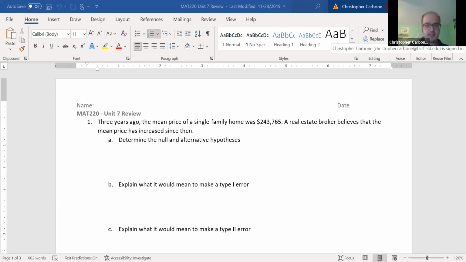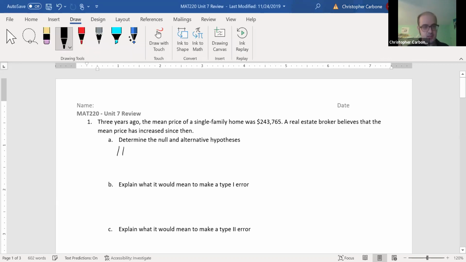3 years ago, the mean price of a single-family home was $243,765. A real estate broker believes the mean price has increased since then. We want the null and alternative hypotheses. So the null hypothesis would be that the mean is $243,765. And the alternative is that the mean has increased, so it's greater than $243,765.